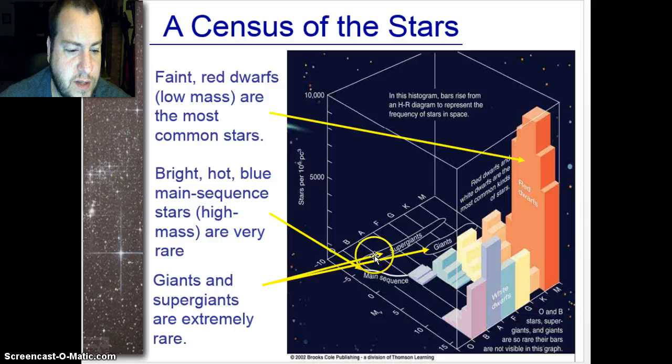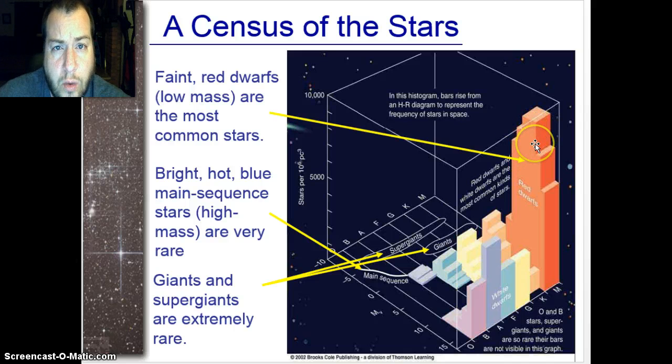Now this graph is kind of an HR diagram. Notice the main sequence, white dwarfs, supergiants, and giants, imposed on a 3D graph. We add another axis, and this is the density, stars per 10 to the 6 parsecs cubed. So by far, red dwarfs are the most common stars. Why is it we don't see a lot of red dwarfs? Well, red dwarfs are really faint and hard to see. But we know that they are the most common kinds of stars.